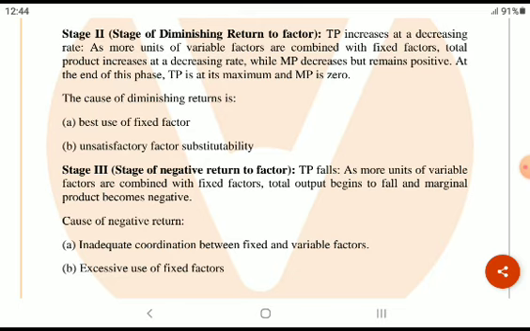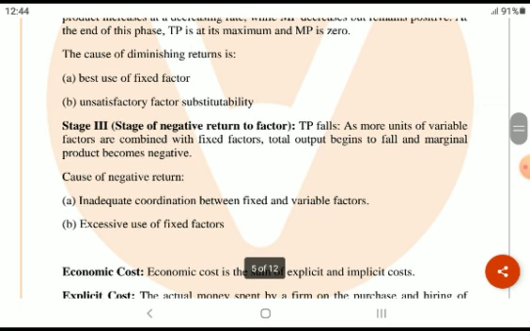Stage 3 is stage of negative return of a factor. TP falls as more units of variable factor are combined with fixed factor. Total output begins to fall and marginal product becomes negative. The cause of negative return is inadequate coordination between fixed and variable factors, excessive use of fixed factors.